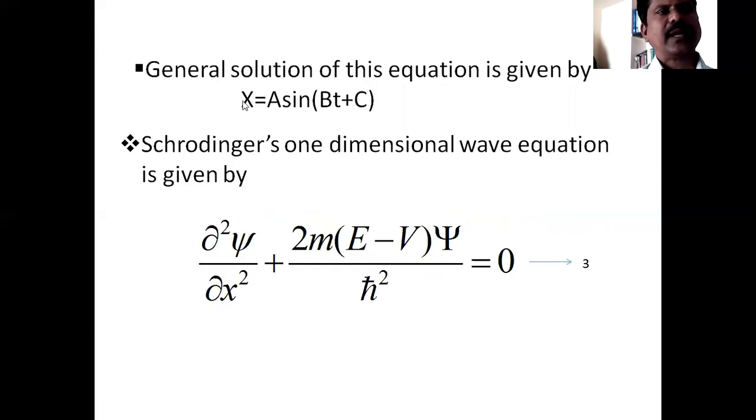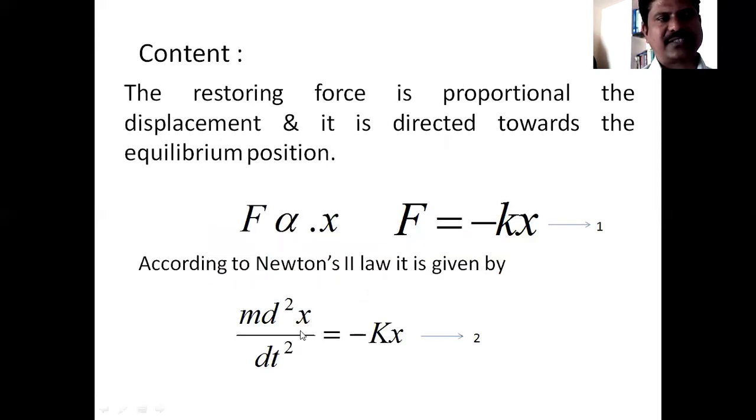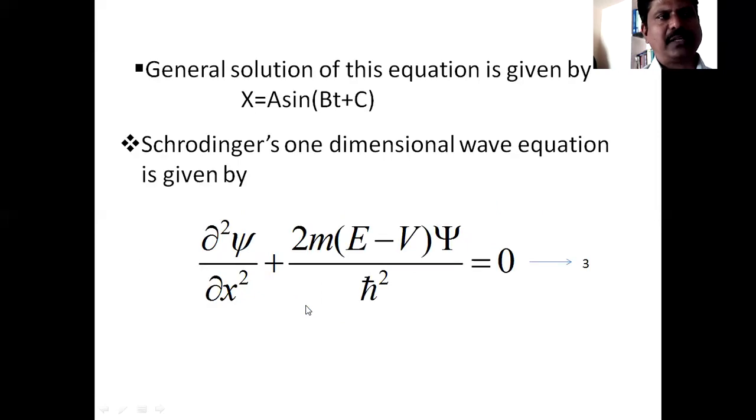Here we can obtain the value of d²x/dt², which is required. It needs to be obtained using the solution of the above equation, x = A sin(ωt + φ). By differentiating this twice with respect to t, we obtain the value of d²x/dt², which we substitute into the equation. This is also obtained in the same way.